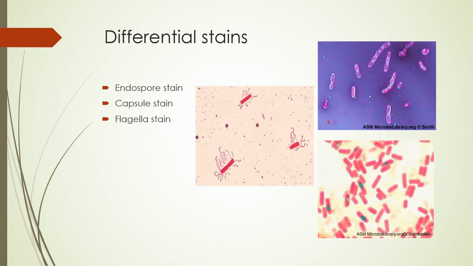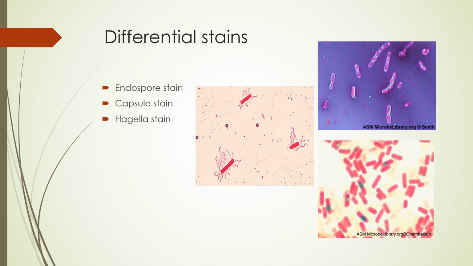Other differential stains are not typically used in a clinical microbiology lab, but they might be used in research. We have three stains known as the endospore stain, the capsule stain, and the flagella stain. The upper right image is an example of the capsule stain, and you can see a halo around the gram-negative organisms. The middle image on the left is a flagella stain, and you can see the peritrichous flagella coming out all over the cell body.